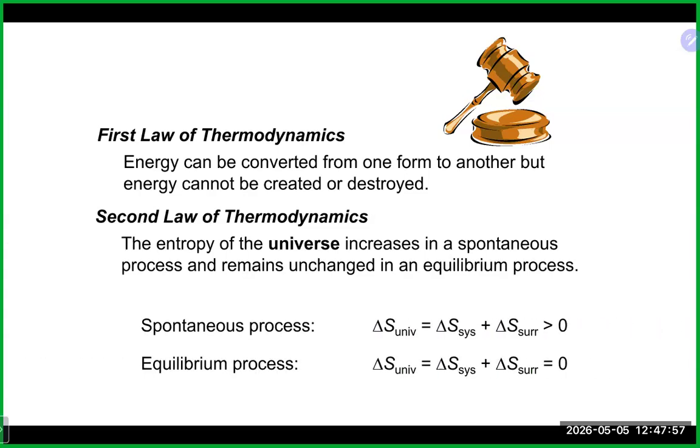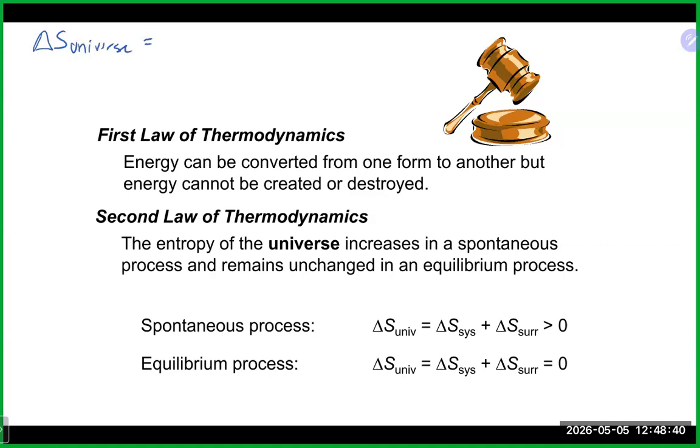The first law of thermodynamics, as we talked about, has a lot to do with the energy that you talked about in the last class. Energy cannot be created nor destroyed, but can be converted from one form to another. The second law of thermodynamics says the entropy of the universe increases in a spontaneous process and remains unchanged in an equilibrium process. So we can use the change in entropy to help us decide whether or not a reaction is going to be spontaneous, but there's a certain entropy value we have to calculate, and that is sometimes referred to as the delta S of the universe.